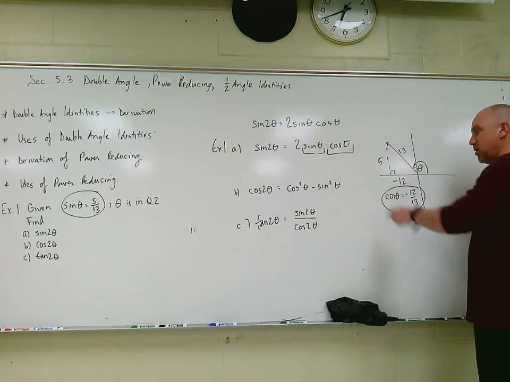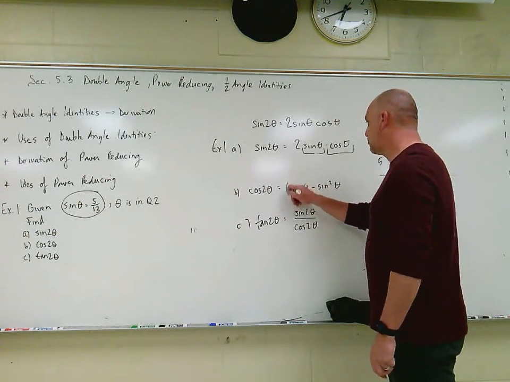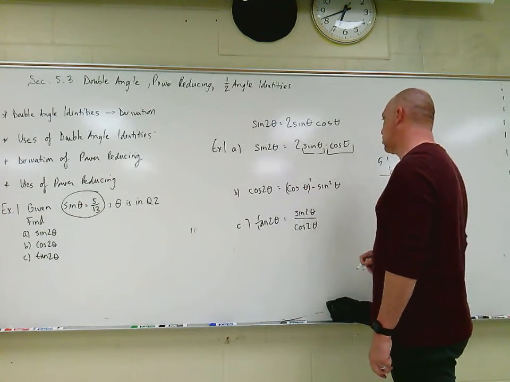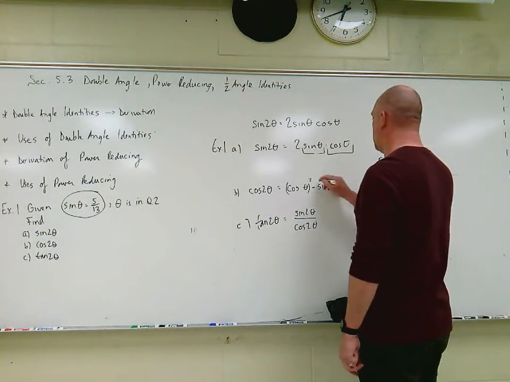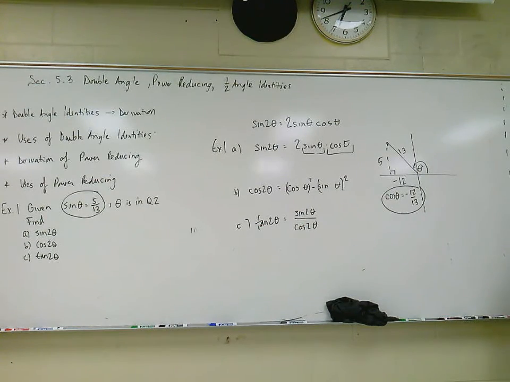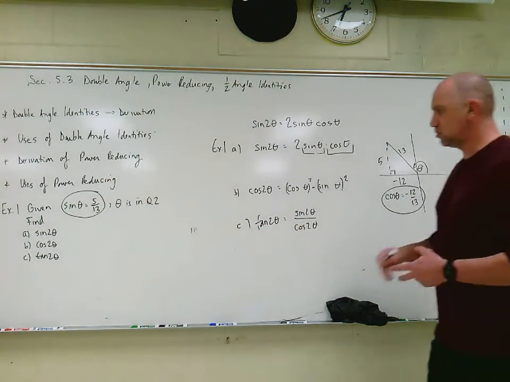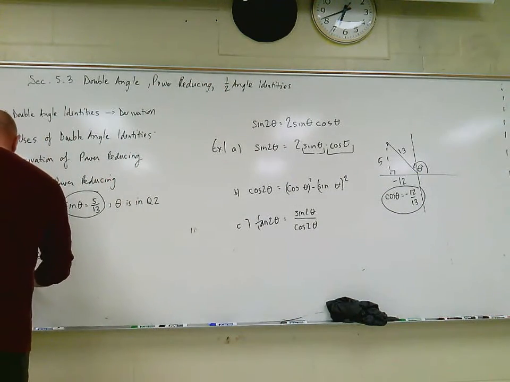Plug in your information. Now remember, cosine squared means plug in your cosine ratio and then square it. Same for sine squared. Plug in your sine ratio and then square it. So take a second and see if you can work this out, and then we'll check our answers. And I'm going to go ahead and put an example two up here. A couple of problems.